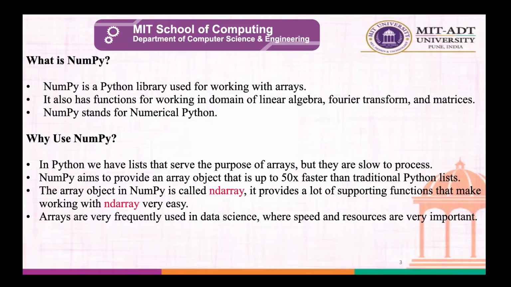So the important question is why there is a need to use NumPy. In Python we know that there is a list which serves all purposes of an array, but we do not have an array as an inbuilt data type in Python. Yes, this list serves all operations of an array, but it is very slow in processing. So NumPy provides an array object that is up to 50 times faster than a traditional Python list. So it is very important to use NumPy to perform different matrix operations, linear algebra operations and Fourier transform operations.